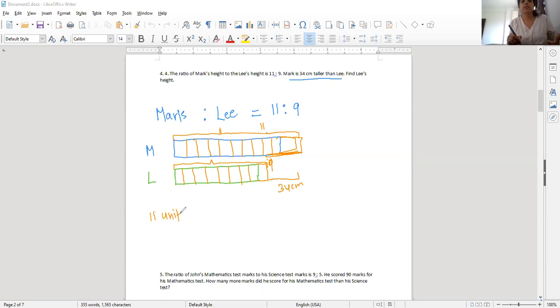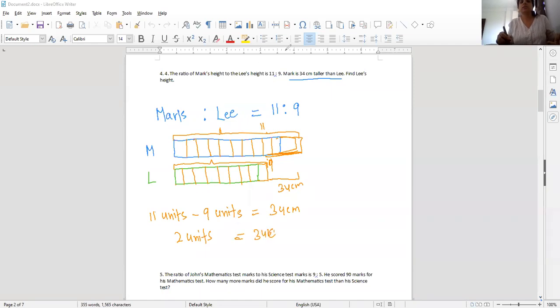So 11 units minus 9 units. How much? Who will give me the answer? 11 units, if you find the difference between these two, how much is the difference between Mark's height and Lee's height? 2 units. And this 2 units is equal to how much? 34 centimeters. Yes, very good. So 11 units minus 9 units equal to 2 units, and this is equal to 34 centimeters.